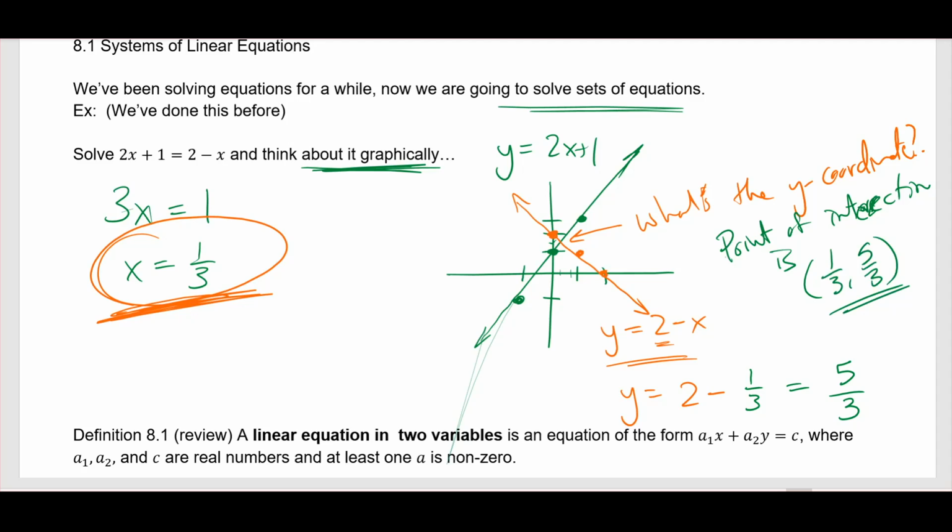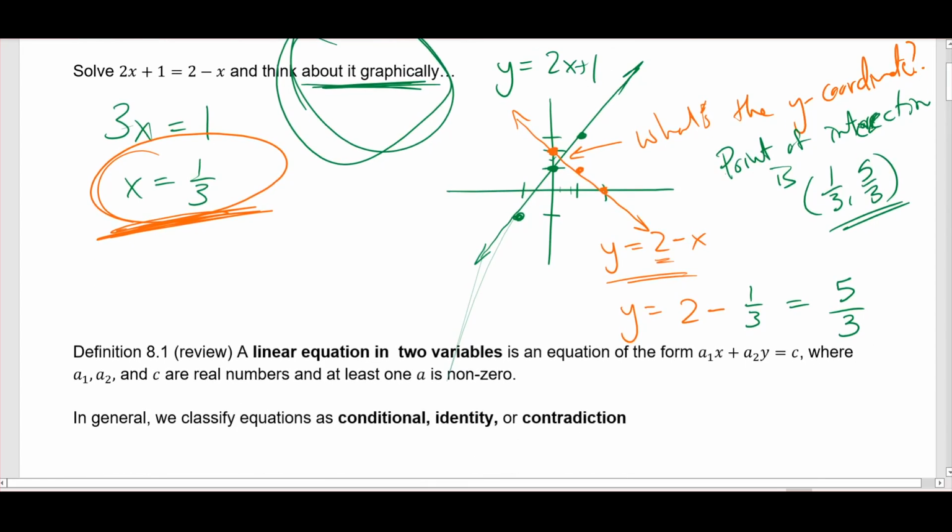So yeah, we've done this before, and maybe we haven't exactly thought about it graphically like this, but we've definitely done these tasks before. Like for example, where does a parabola intersect a line, or problems like that, right? We've seen this before, and that's okay.